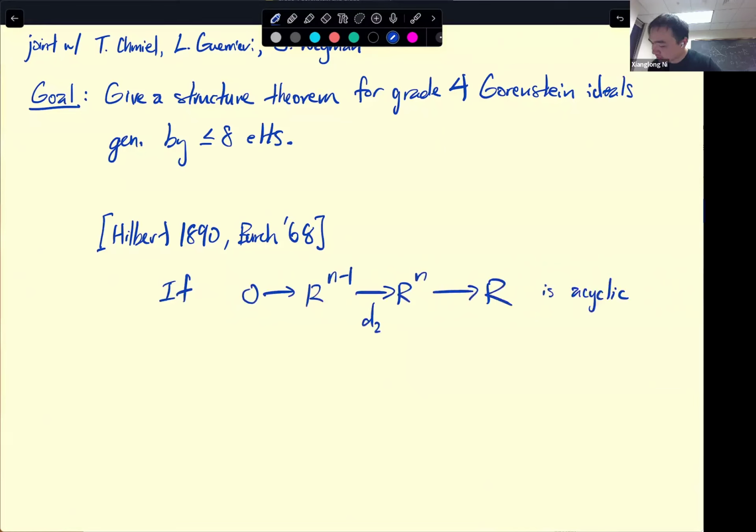let's call these D2 and D1, then in fact D1 is some non-zero divisor times the maximal minors of D2, which I'll write as wedge n minus 1 of D2 dual. And so if you identify R^n with the dual of its submaximal exterior power, this is what you get.